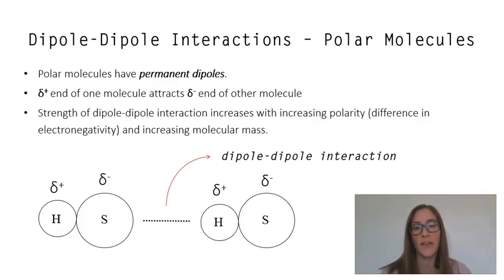The next type of secondary bond is a dipole-dipole interaction. These occur between polar molecules that have permanent dipoles. The partial positive charge of one end of one molecule is attracted to the partial negative charge of the other end of the molecule. The strength of this dipole-dipole interaction increases with increasing polarity, so the difference in electronegativity between the two atoms, and it also increases with molecular mass.